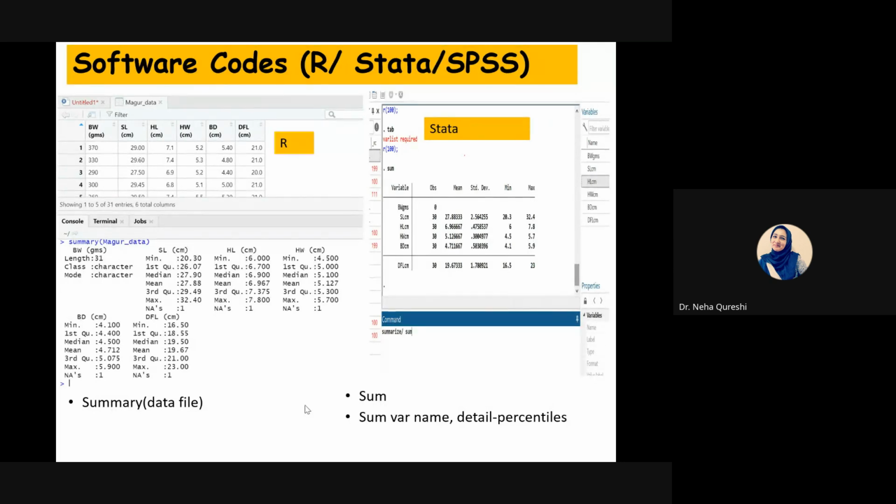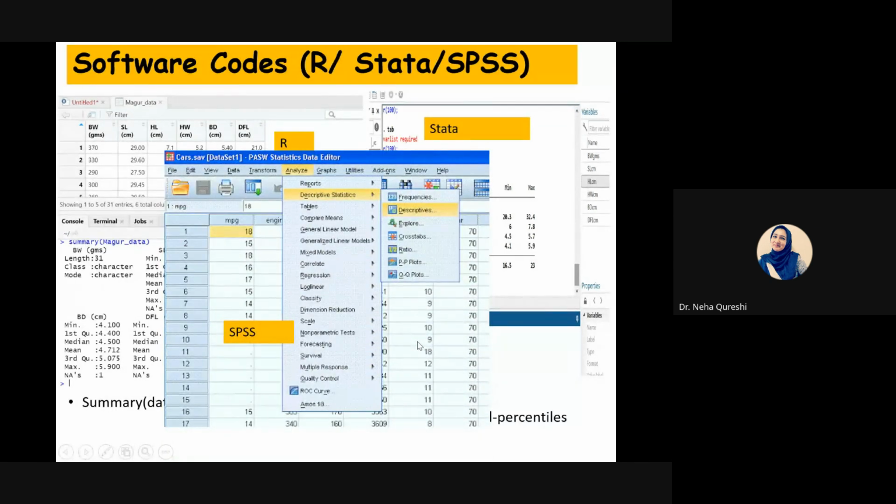And there we have to use simple codes like summary and the data file name, and it will give you the entire summary of your data. Summary means your descriptive statistics: your mean, your median, your mode, your range, your minimum and maximum values. And in Stata, you simply put summarize or sum.